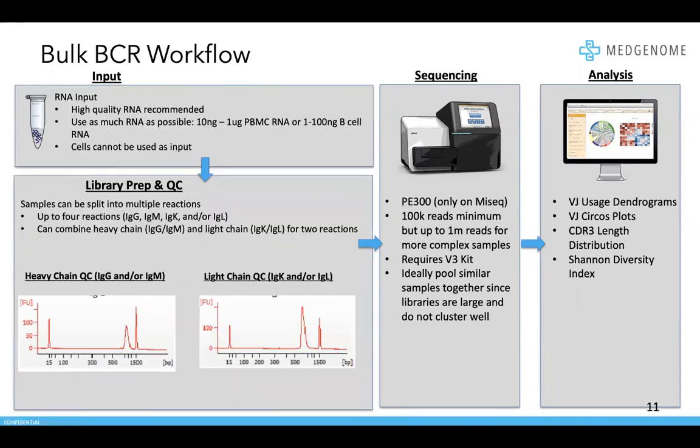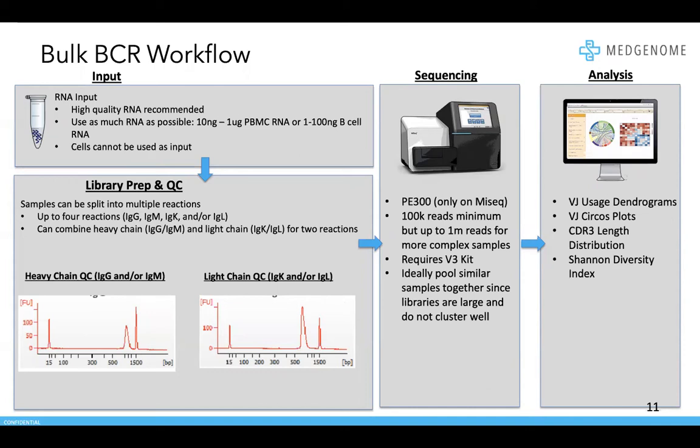For BCR, it is a lot of the same, but I will cover a couple of things that make it different from TCR. And the first thing is just that we can only use RNA as input for BCR. We can't use cells.